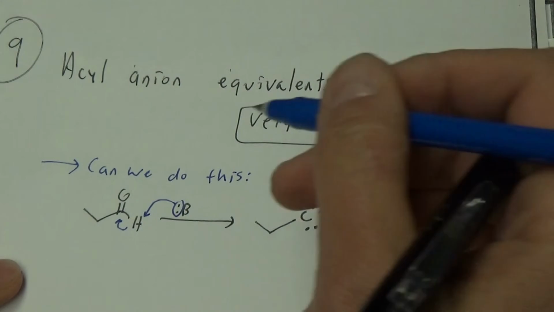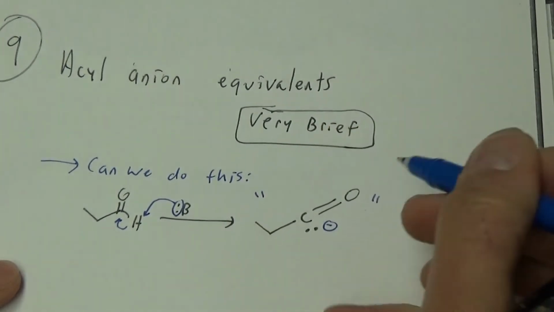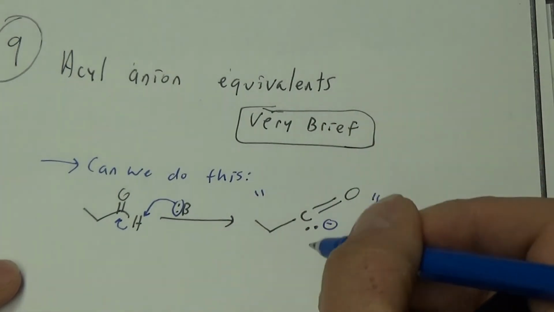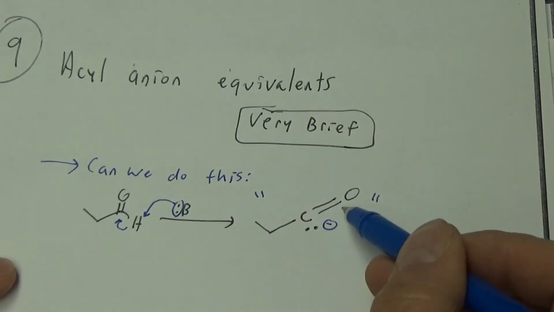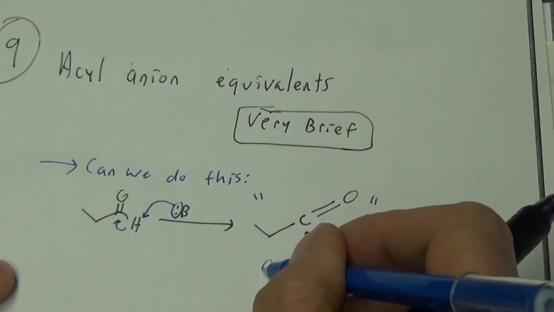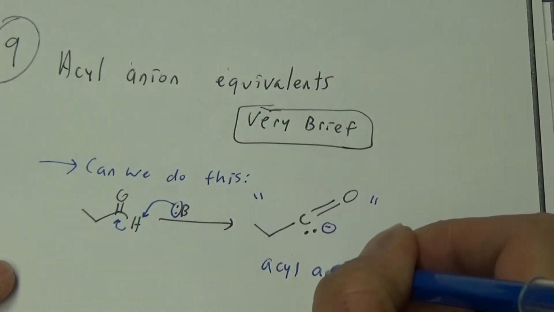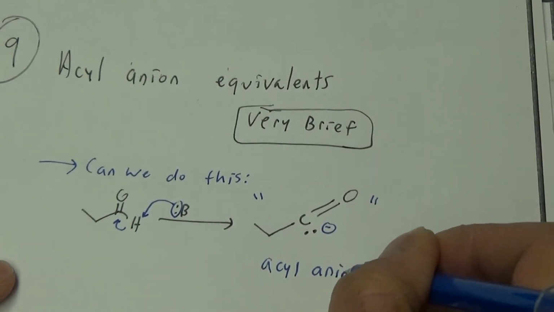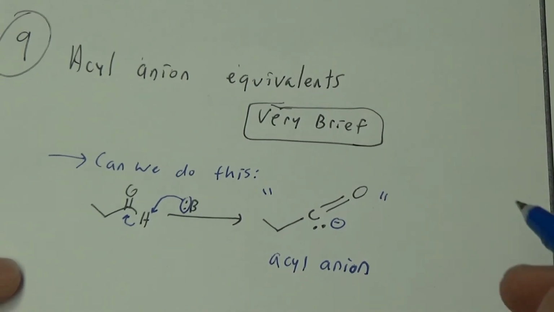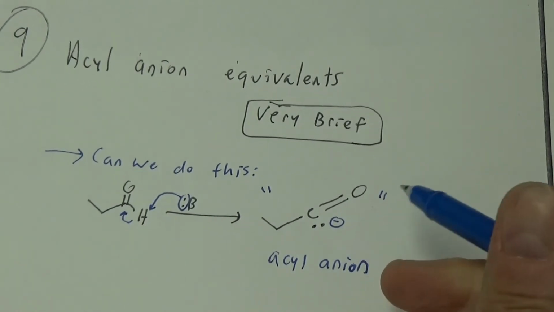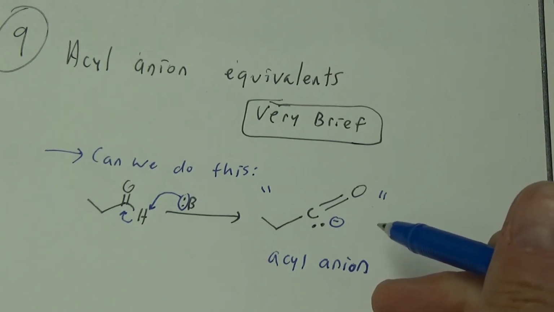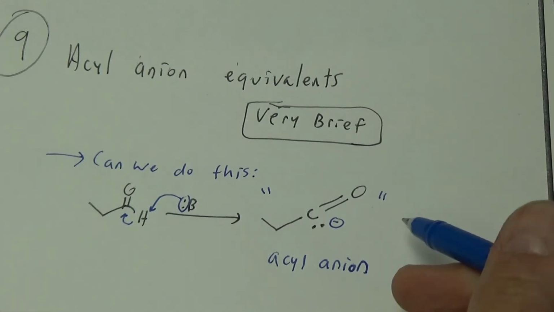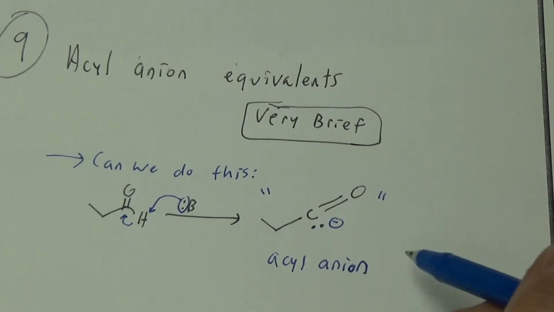Can we do this? And I'll even put quotes around it, and I'll give a name of this concept. What is it? It's an anion on an acyl carbon, so this would be an acyl anion. Can we do that? Is it possible to do this? Before we answer the yes or no, wouldn't it be cool if you could? Because then you could attack stuff or whatever, right?